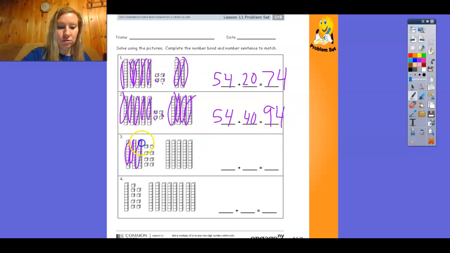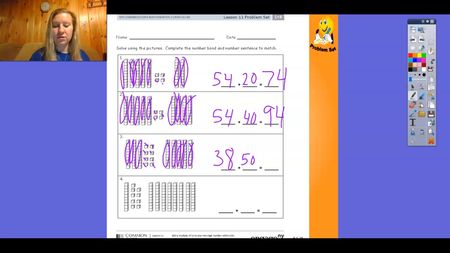1, 2, 3 groups of 10. 1, 2, 3, 4, 5, 6, 7, 8. 8 ones, and plus 5 groups of 10. So 38 plus 50. 1, 2, 3, 4, 5, 6, 7, 8. 8 groups of 10. Bring over our 8 ones, so 38 plus 50 equals 88.